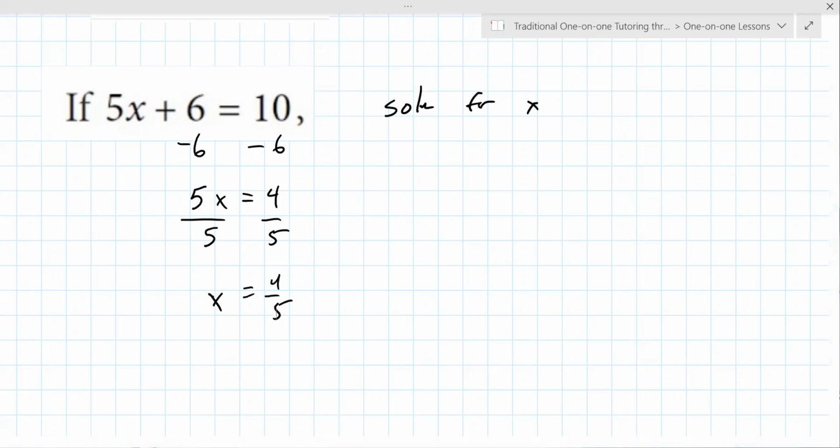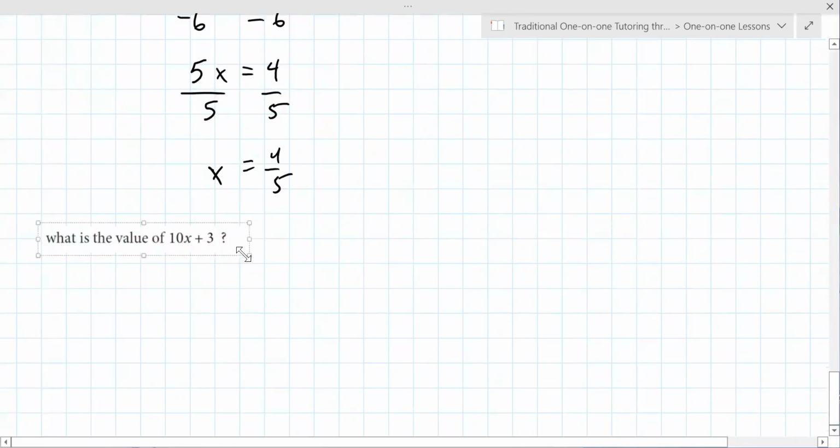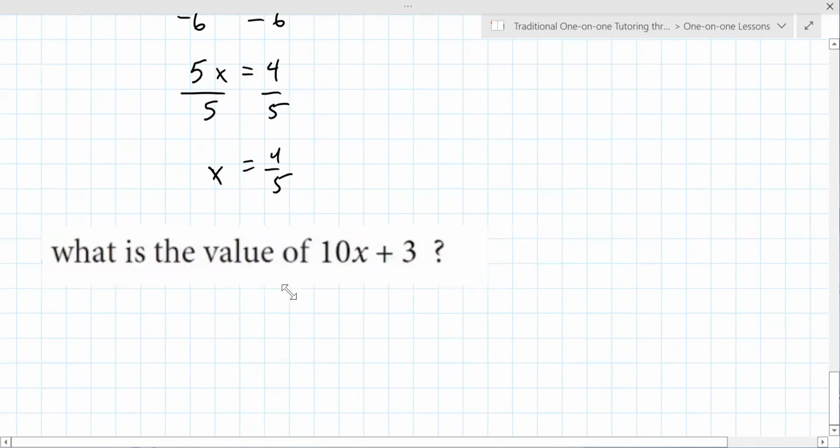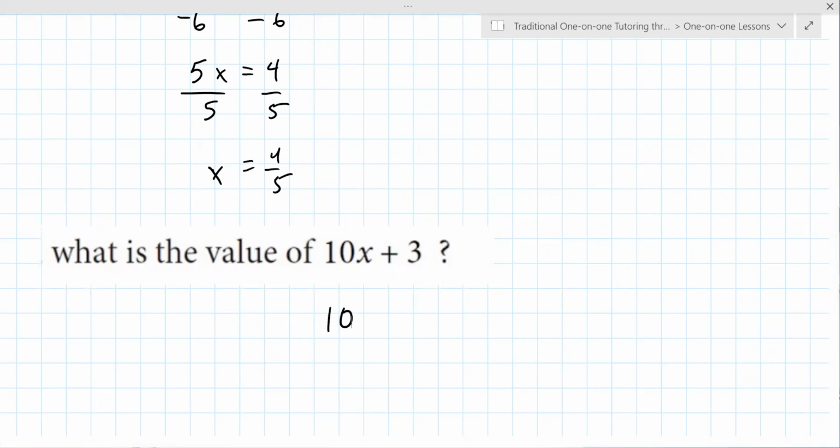I'm going to submit the rest of this question here. The question asks, what is the value of 10x plus 3? So do you have a value of x? What is the value of x? 4/5.